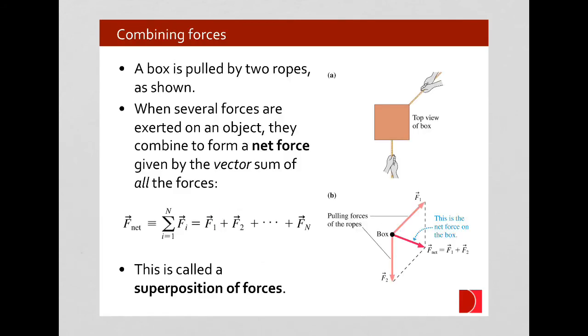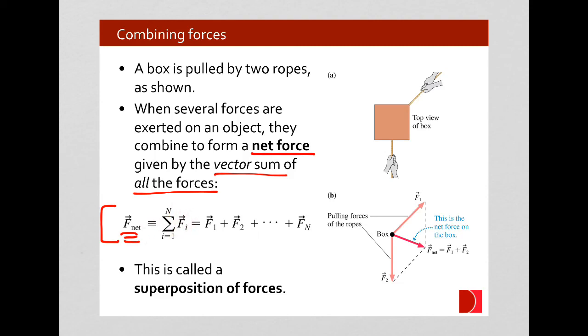We've seen several different types of forces that can be applied to an object, and in typical situations there are more than one force acting in a given situation. When we're looking at several forces being exerted on an object, we're interested then in the net force on the object, which is the vector sum of all the forces. That's what we see here. The net force is, here it is as a summation. It's saying the summation, the adding up of all the individual forces.